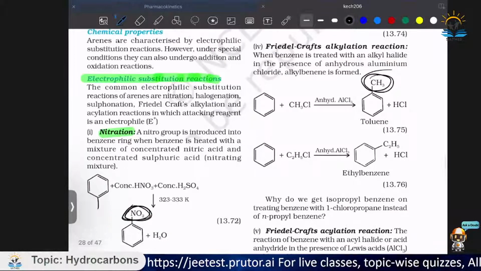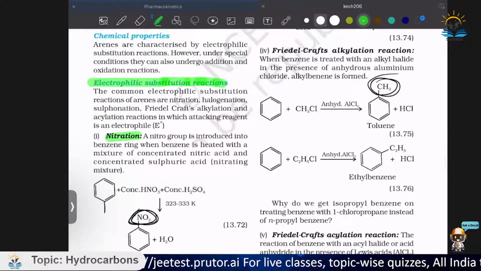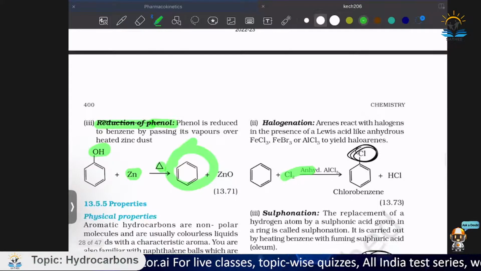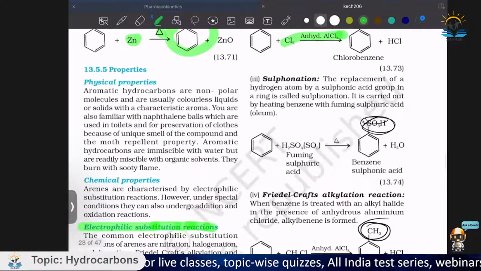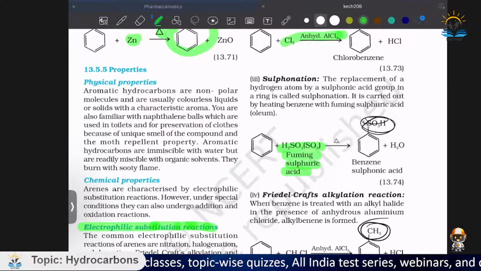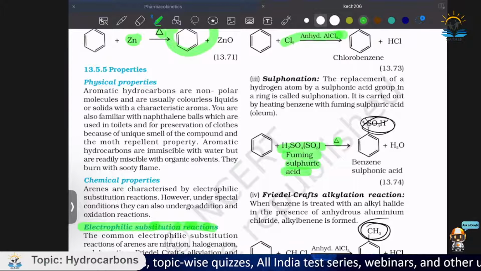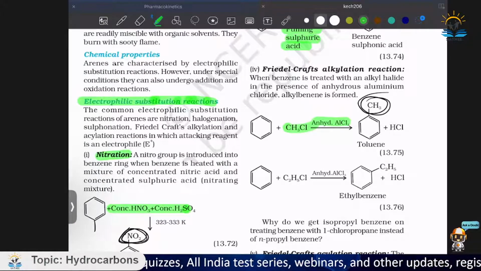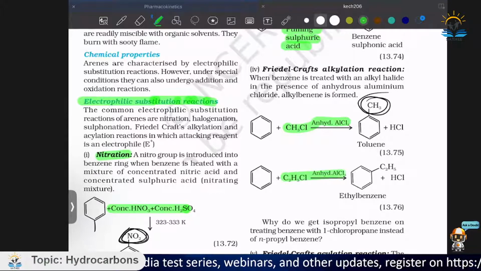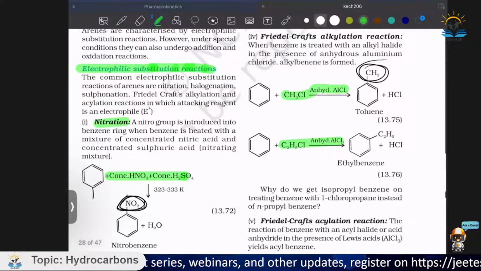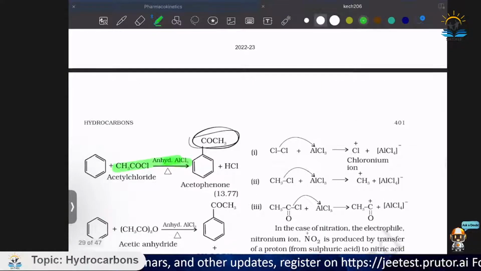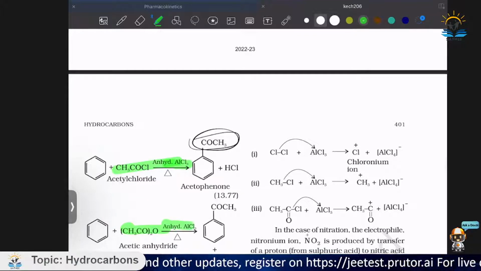Now, for nitration, what you need to remember is the reagent. For halogenation, the reagents. For sulfonation, the reagent. Whatever I am underlining. For Friedel-Crafts alkylation, you need an alkyl halide with anhydrous AlCl3. Again, in Friedel-Crafts acylation, you need an acetyl group containing compound with anhydrous aluminium chloride.